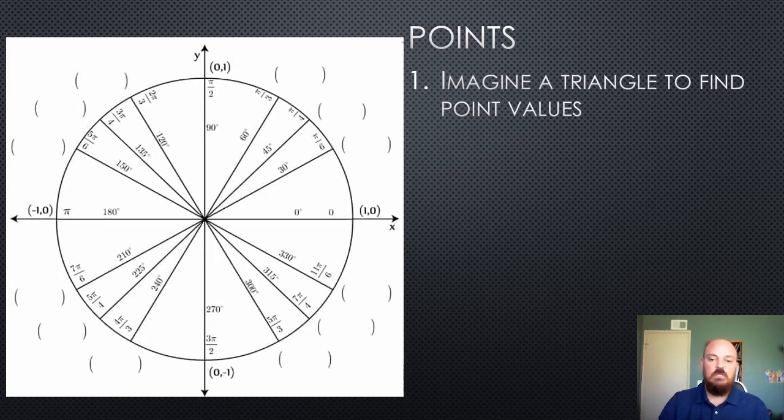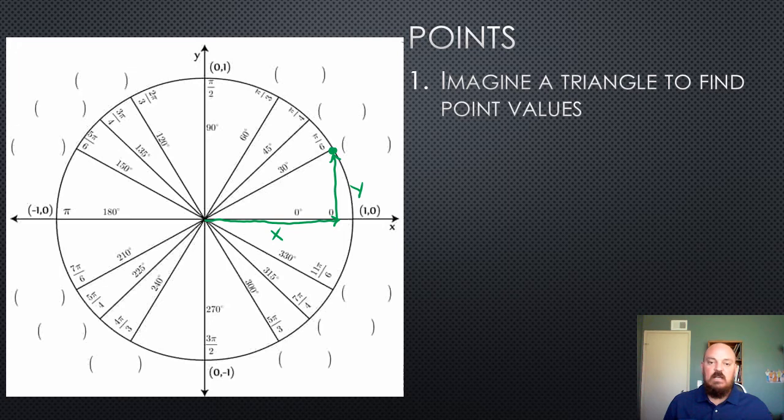So let me pick one. Let's say I want to figure out what this point right here is. Now, in order to plot that point, remember this is an XY plane, this is a coordinate plane. So in order to plot that point, I went over this far and then up this far. This is my X value, this is my Y value.